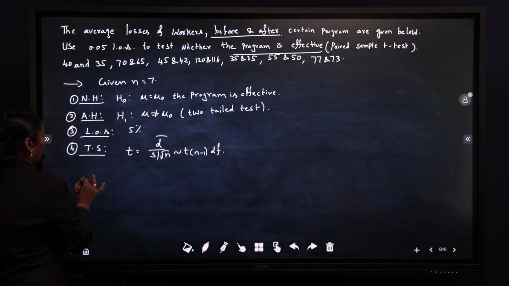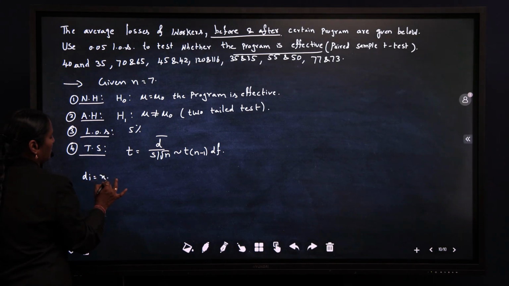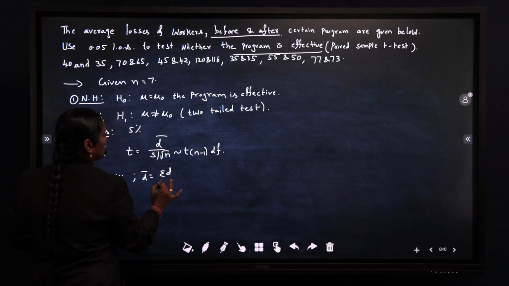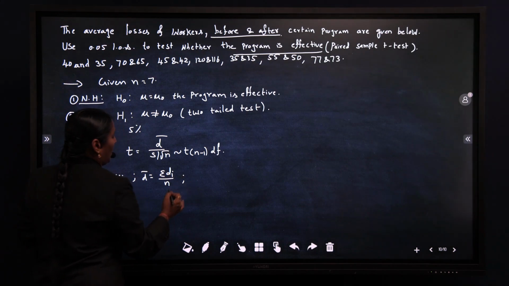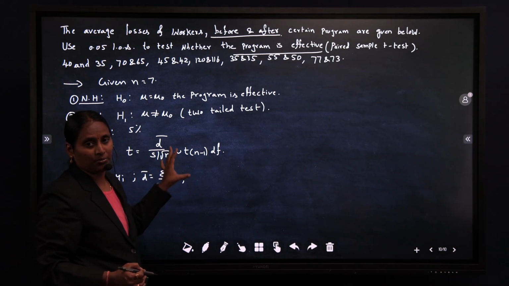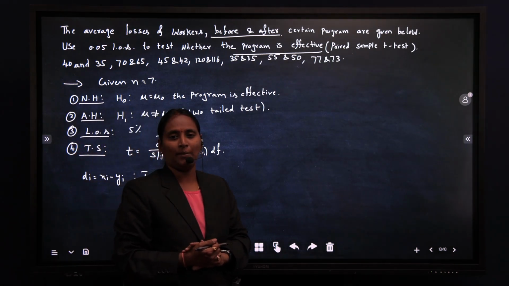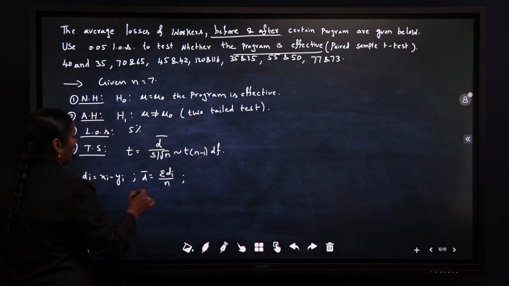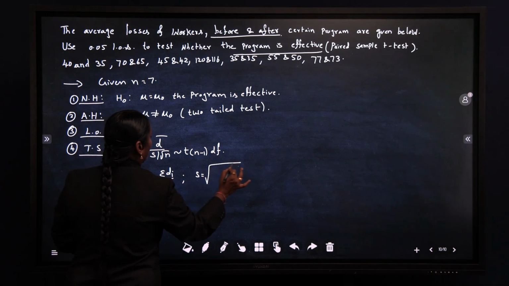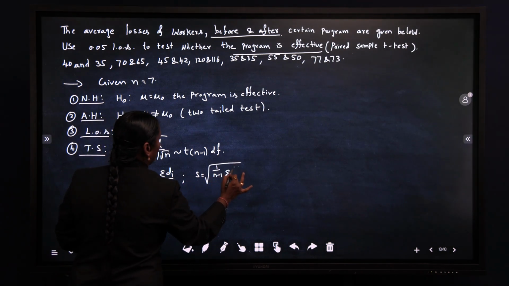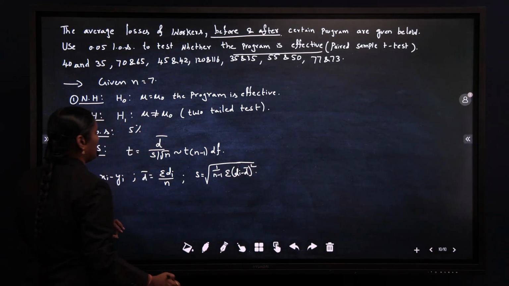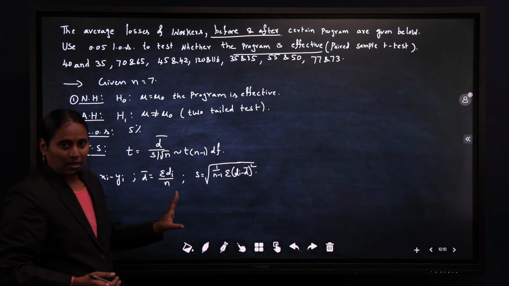Here we find di, the difference xi minus yi, and d bar is equal to summation di by n. Since the given problem has only observations, we need to find the standard deviation: s is equal to the square root of 1 by n minus 1 times the summation of di minus d bar whole square. So this gives our calculated t value.